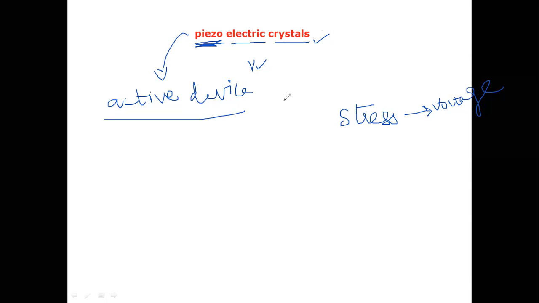Example, solar panels also, for their working, they grasp the signal from the input itself, illumination. So that doesn't need an external power supply for the working. Examples: piezoelectric crystals, thermocouples, solar panels, etc. So these devices are called active devices, and a piezoelectric crystal is also an active device, which doesn't need an external power supply for its working. So if I apply stress here, then it gives me voltage.